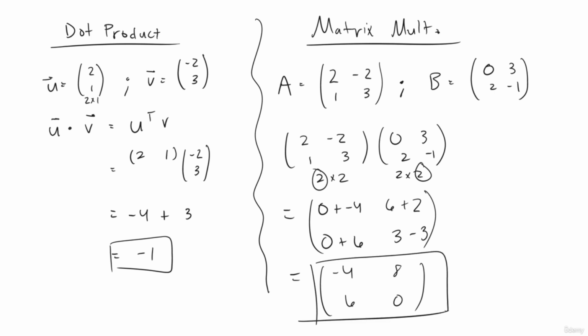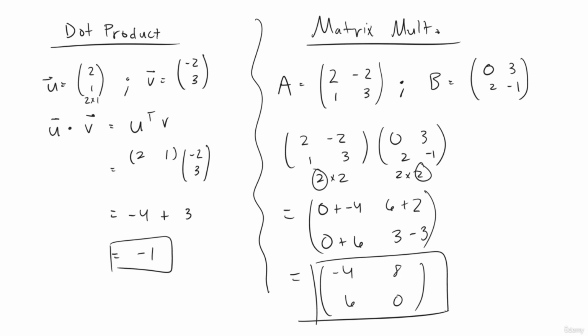It has dimensions 2 by 2. And so that's the key thing to remember. The multiplication of two matrices A and B, the resulting matrix, you can call it C, is going to have the same number of rows as A and the same number of columns as B.